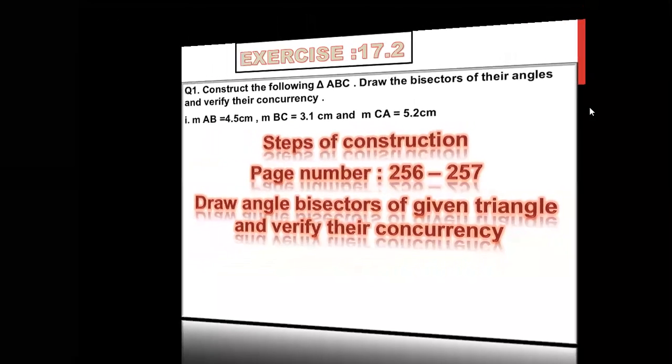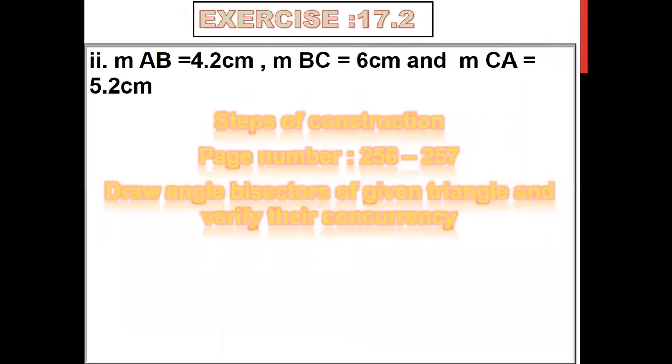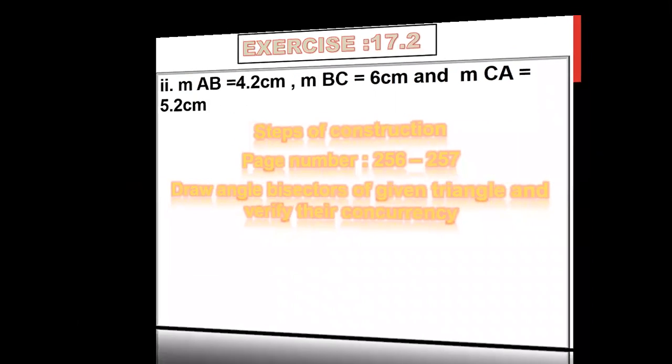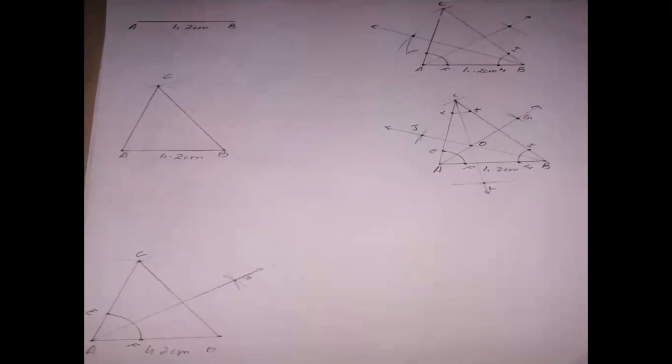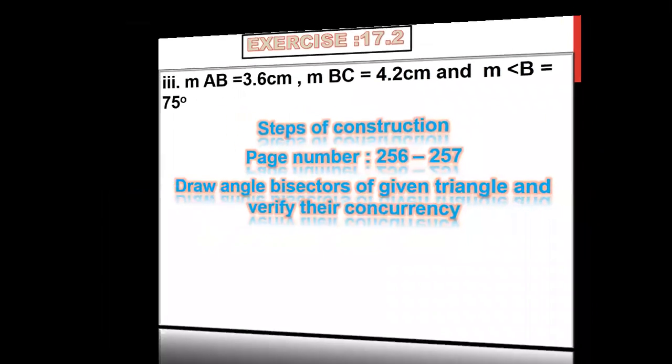These are the pages on which the steps of construction are given. You can check these pages and write the steps of construction with each part. Pages 256 to 257, the angle bisectors are given.